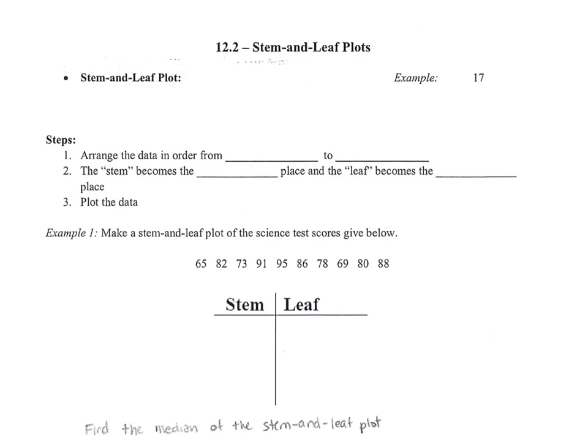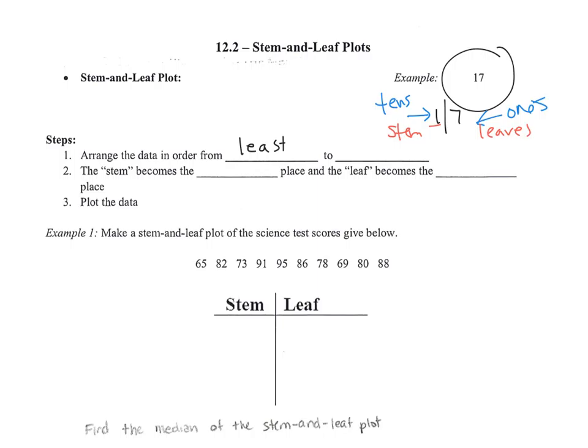Now, a stem and leaf plot is another way to organize data. So in a stem and leaf plot, if you have the number 17, this is the 10 spot, and this is the 1 spot. This part is called the stem, and this part is the leaves. So you're still going to order the data from least to greatest. The stem becomes the 10s, and the leaf becomes the 1s.